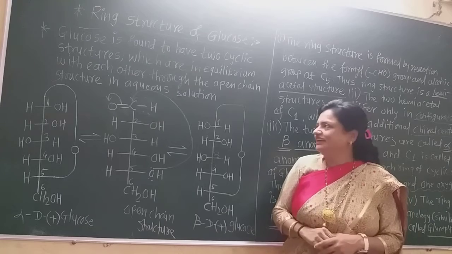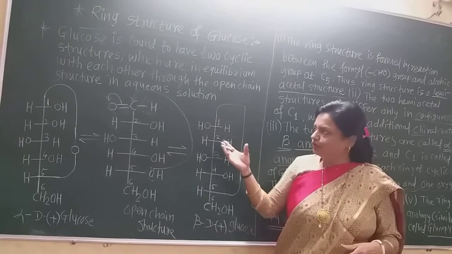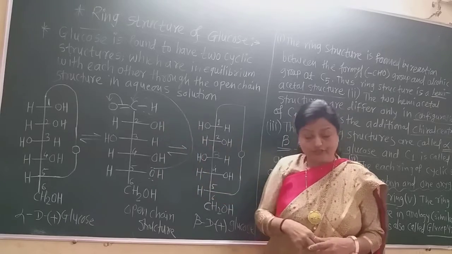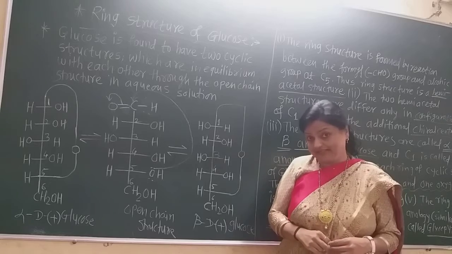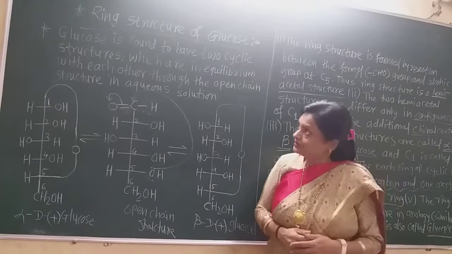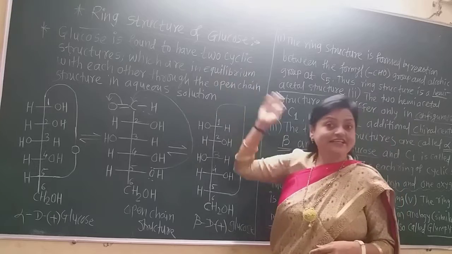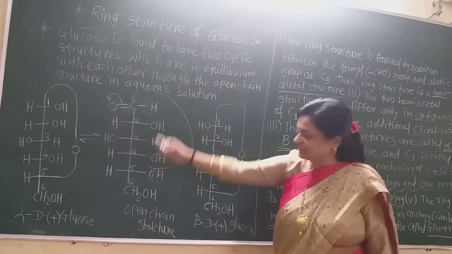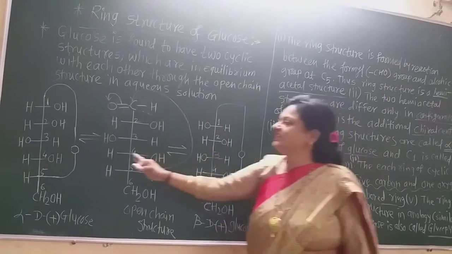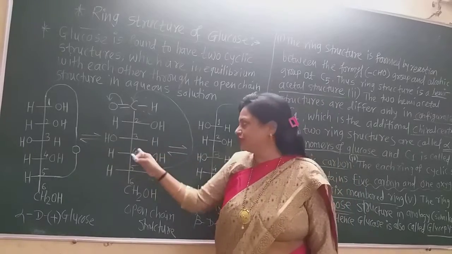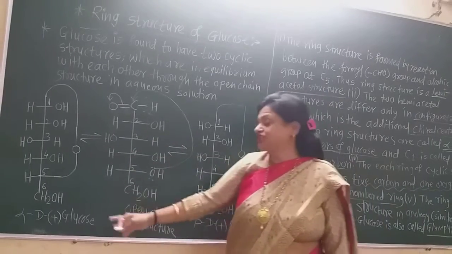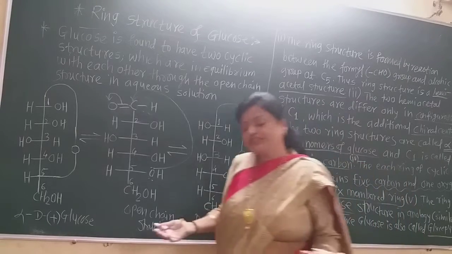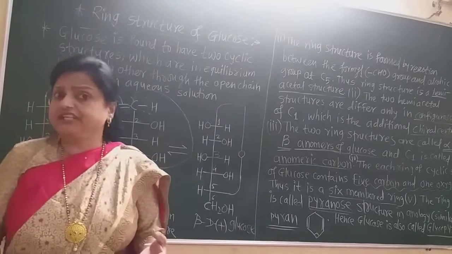Now see, in your rough book you may draw how the lone pair attacks the carbon, how the oxygen goes to that side, and how the ring is formed. Glucose is found to have two cyclic structures which are in equilibrium with each other through the open chain structure. This is the open chain structure, and these are the equilibrium structures which are converted into each other through it. The first one is alpha D plus glucose, and the second one is beta D plus glucose.